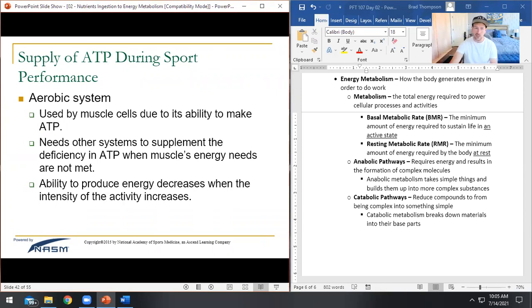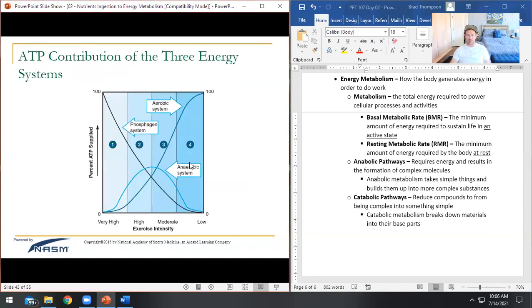We only burn, like we said yesterday, about 2,000 calories a day on average. Some people more, some people less, but the amount of energy you have stored in terms of fat on your body, we can just consider it an unlimited amount. So looking at supplying ATP during sports performances, you've got your aerobic and your anaerobic energy system. Aerobic is the low intensity stuff. This is going to require your other energy systems to happen first.